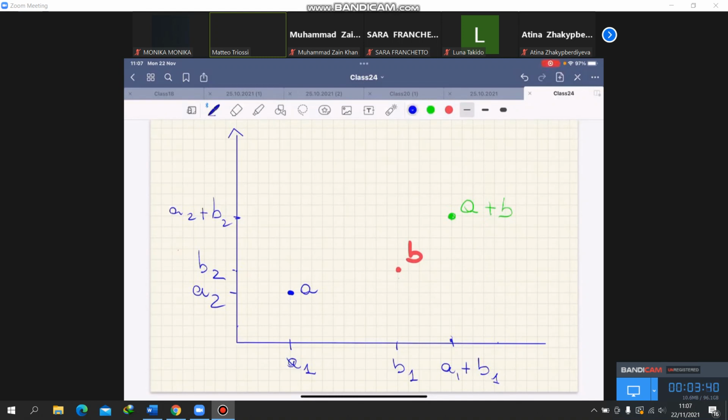So if you were in high school, probably you would have been given this kind of definition for the sum. This is vector A. This is vector B, which is an arrow. Then take a vector of the same length as B, parallel to B, moving towards the same verse, but having it start from where A ends.